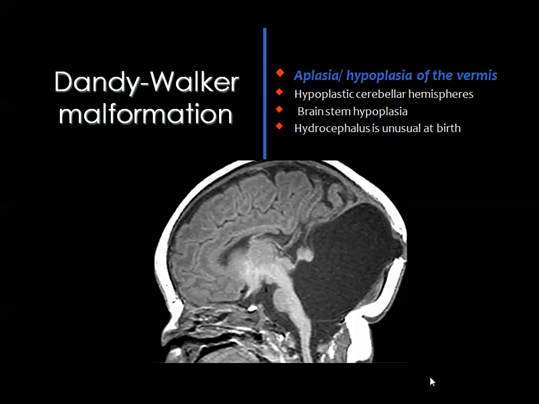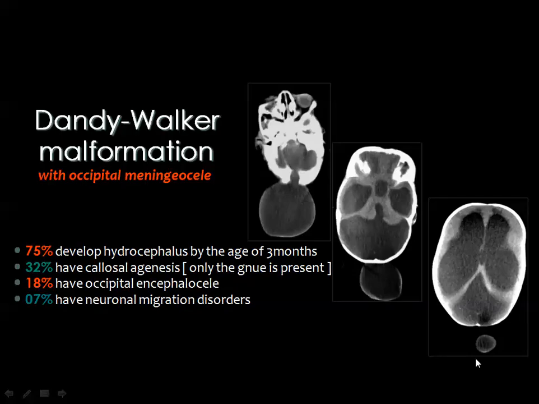Then, using MRI in the sagittal image, you know that this is the site of the fourth ventricle, and there should be a cerebellum here. But in this case, you see a big cyst filled with CSF directly communicating with the fourth ventricle. There is no cerebellar vermis, and the cerebellar hemispheres are hypoplastic. Also, the brainstem may be hypoplastic. And this is a good example of Dandy-Walker malformation.